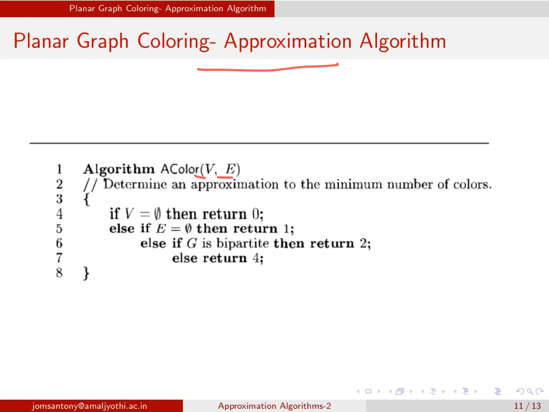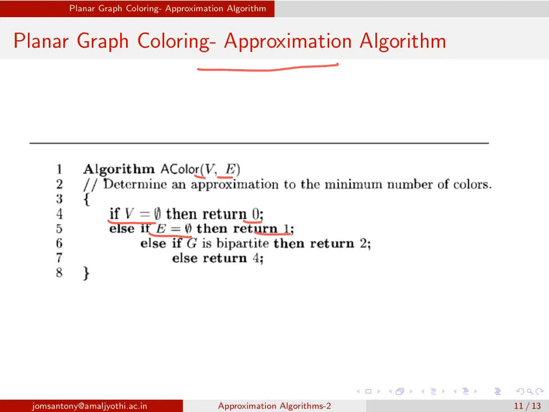So inside the algorithm, what it does is that it checks whether V is a null set. If V is a null set, then it will return zero. It means that there are no vertices and therefore you require no colors to color it. Else if the edge set is null, it means that there is only one vertex in that and it requires only one color to color it.